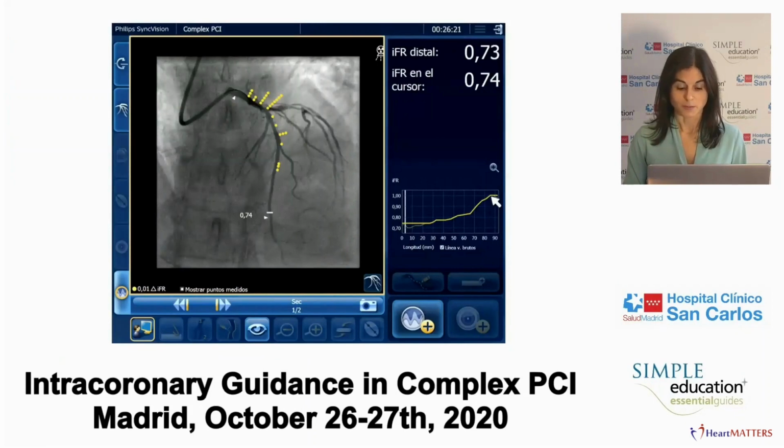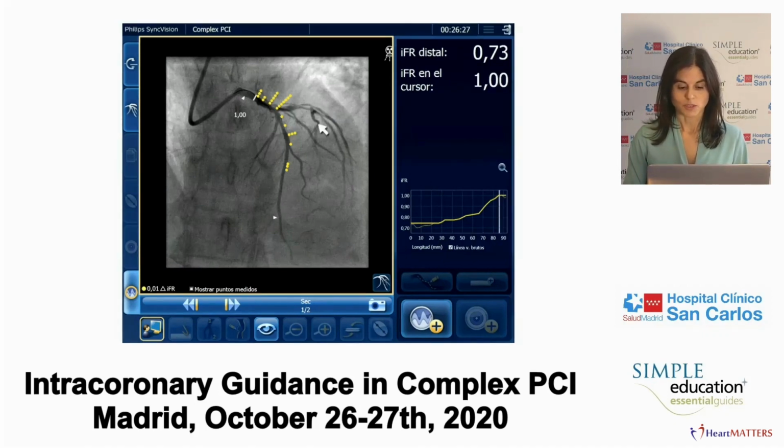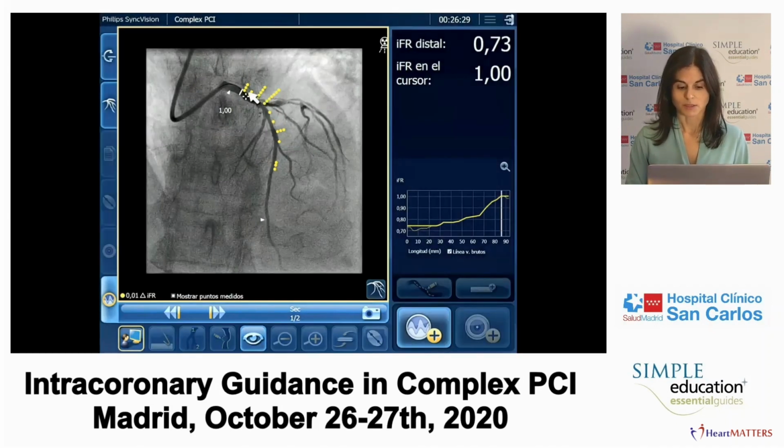We can now even go a step further and try to assess what could be the result of treating this lesion. So if we could just implant a stent in the proximal LAD, around a 19-20 millimeter stent, you can see that treating only this region, we could probably almost normalize the iFR value in the LAD. So this is the kind of physiological assessment that we do nowadays.